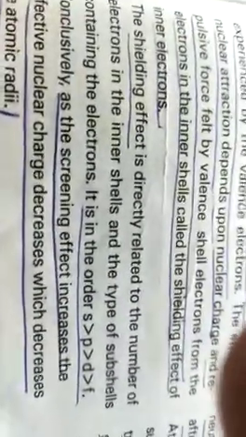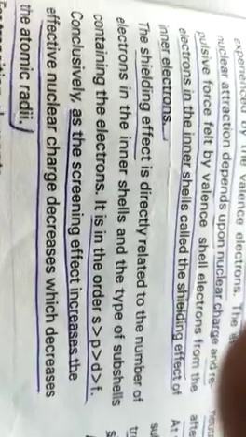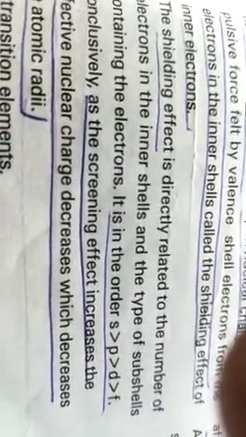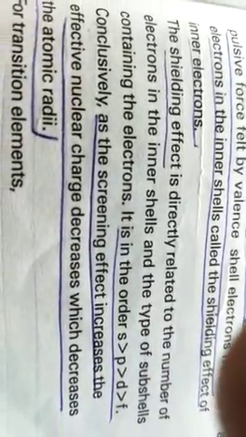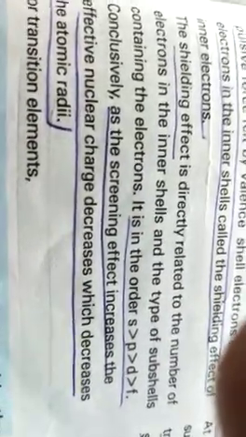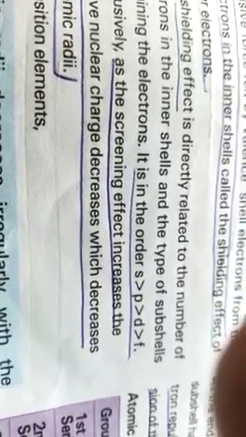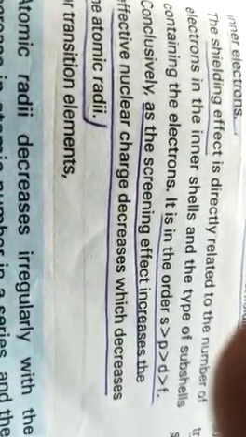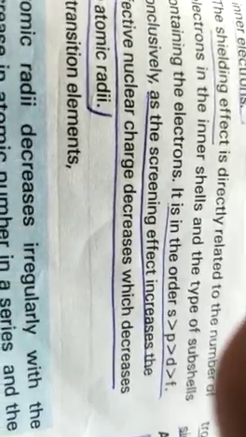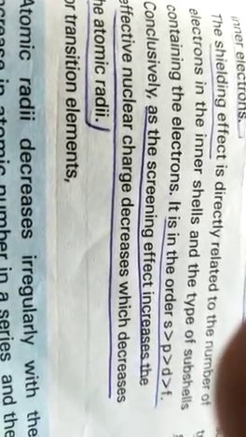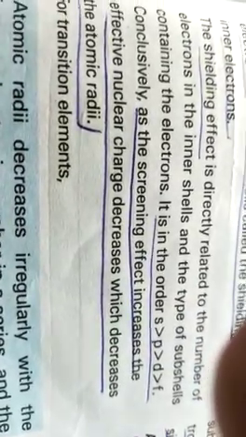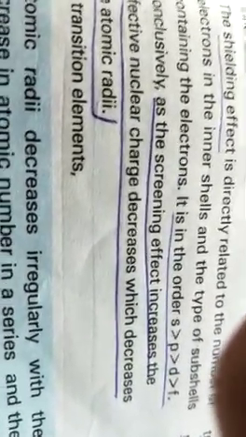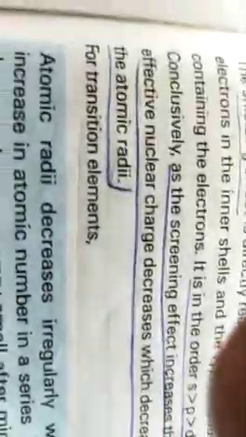So the shielding effect is directly related to the number of electrons in the inner shells and the type of subshells containing the electrons. Shielding is more in s than p, than d, and then f. So the screening effect decreases the effective nuclear charge. When the screening effect increases, effective nuclear charge decreases, which increases the atomic radius.